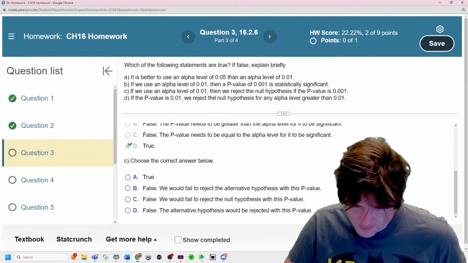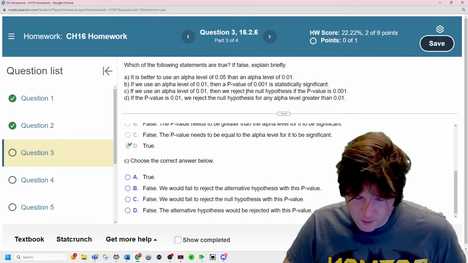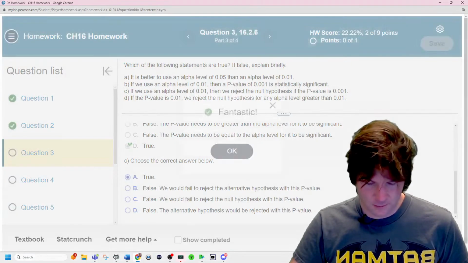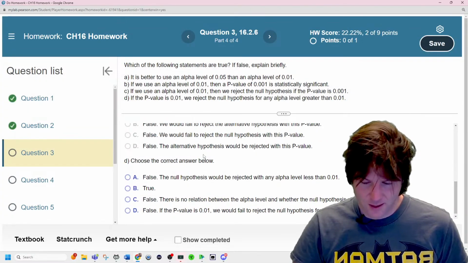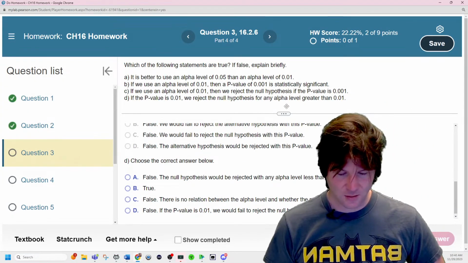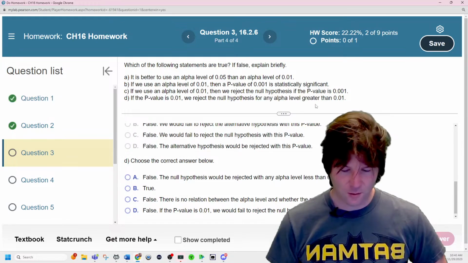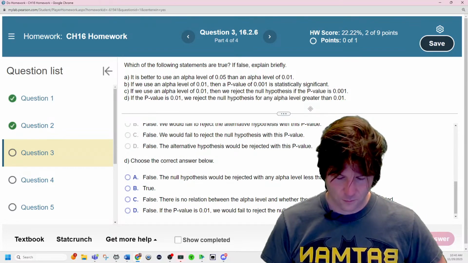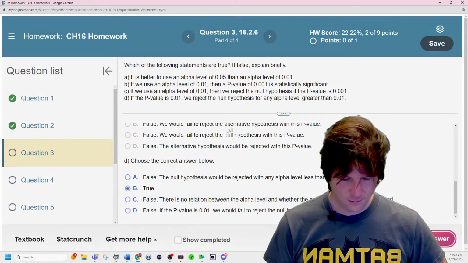If we use an alpha of 0.01, then we reject the null hypothesis. Not the same thing. If we use an alpha of 0.01, then we reject the null if the p-value is, yeah, it's just different wording, right? They're trying to trick me here. If a p-value is 0.01, we reject the null hypothesis for any alpha level greater than. That makes sense too, right?